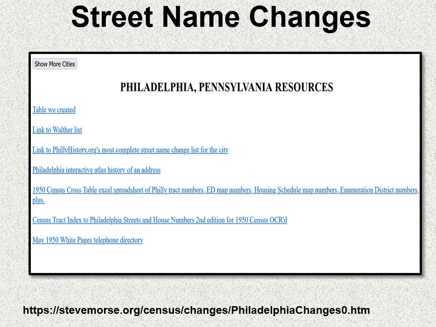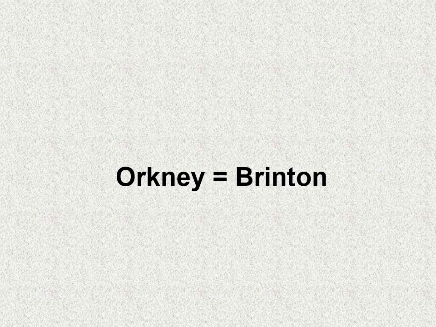But it turned out that Orkney, which is the modern name, provided another situation when I looked up the old name, that I want to show you, and I'll do that first. So Brenton is the original name in 1870, and Orkney would be the name of that part of the street today.